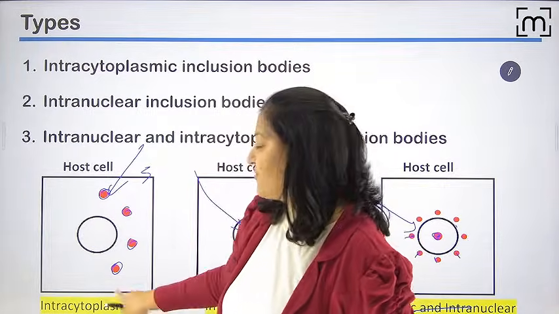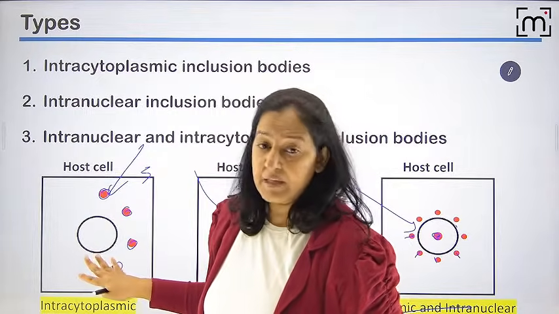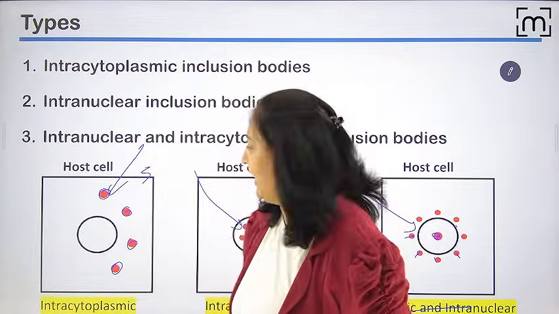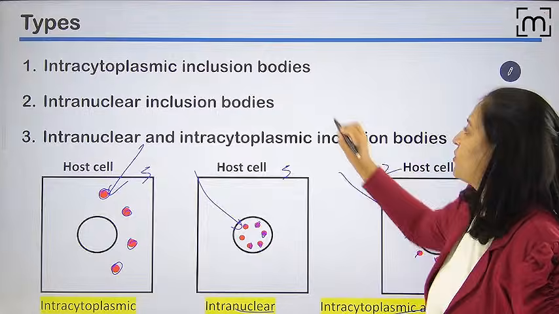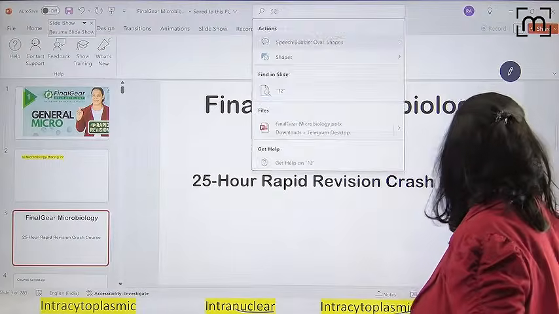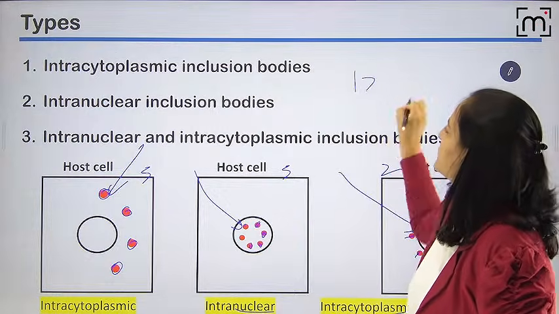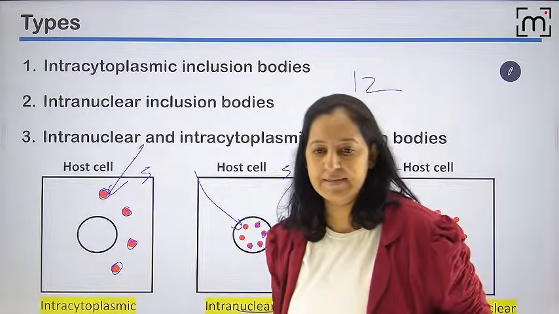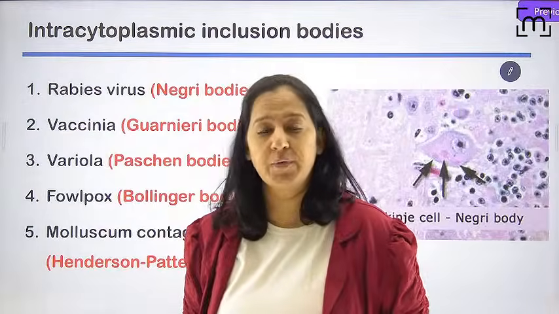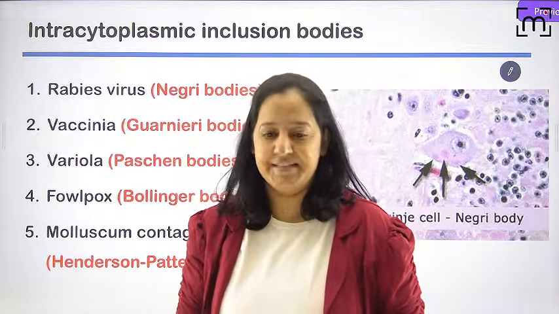The 5 examples of intracytoplasmic inclusion body. This is something you can't skip before your exams. You have to learn 5 examples over here again, and you have to learn 2 examples. Total 12 examples of inclusion body at the tip of your tongue. 5, 5, 2. It's not conceptual, you can say it's factual, but I will make it easy to learn.